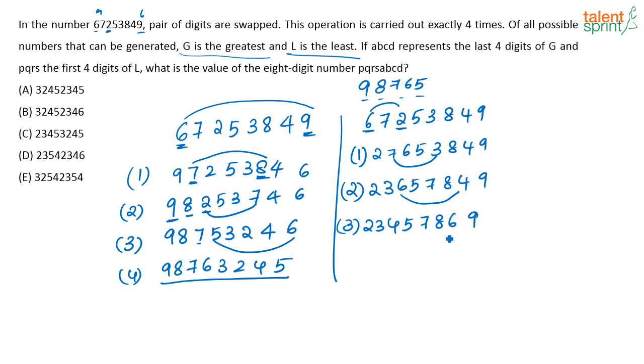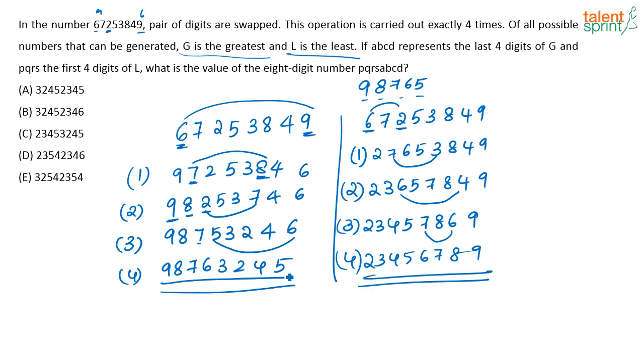And in the next step, the 6 has to come here, correct, because there is 7 here. 2, 3, 4, 5 is already in place. So 2, 3, 4, 5, 6, 7, 8, 9. Now what is the question? This is the answer that I am getting when I am in the fourth step in each case. So this is the greatest number possible to get in 4 steps. This is the least number possible to get in 4 steps.